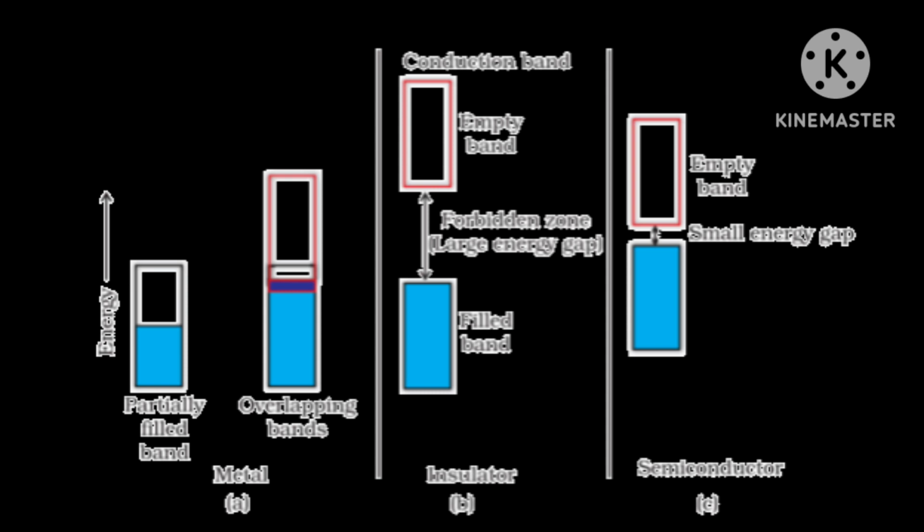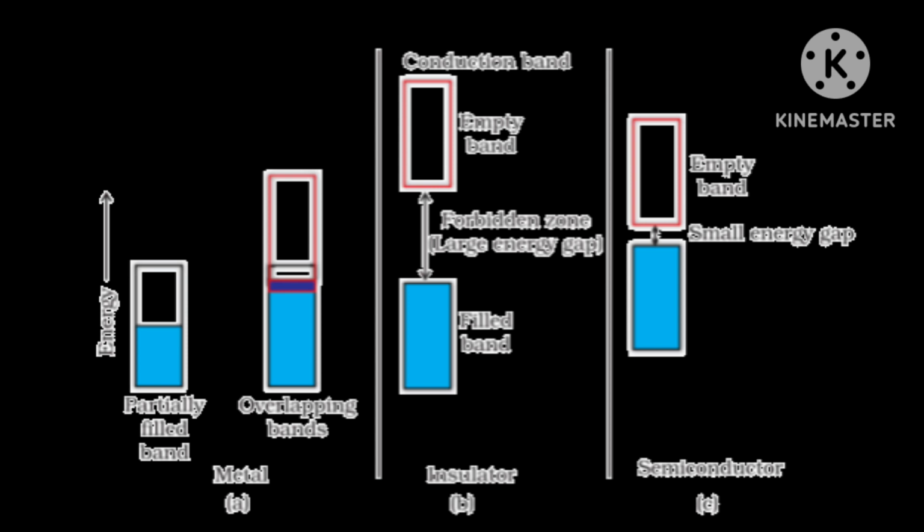Solids can be classified into three types on the basis of their conductivities. First, conductors. Second, insulators. Third, semiconductors.